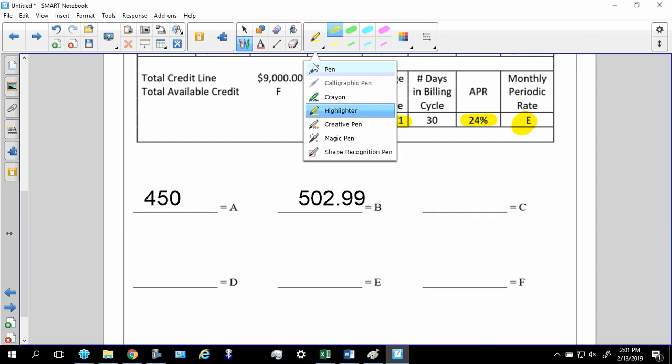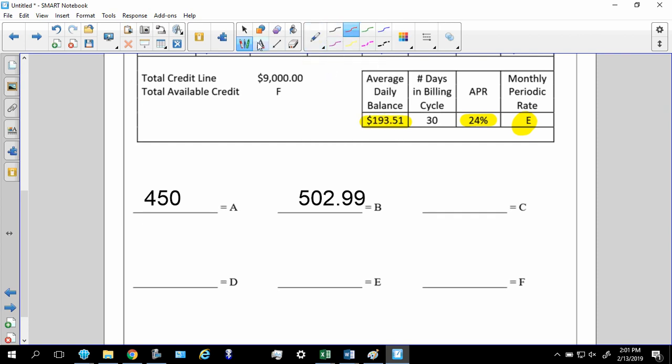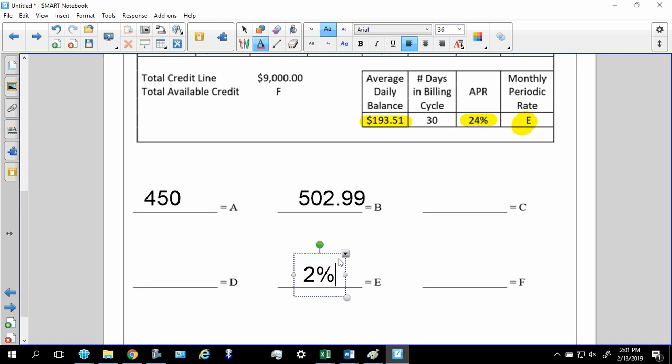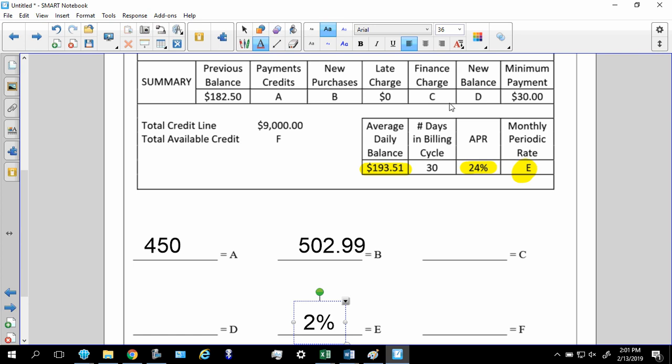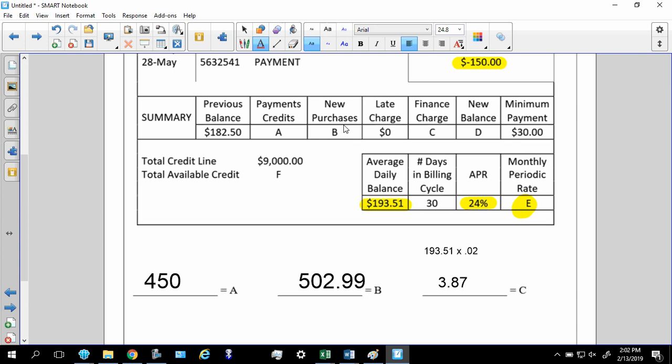So just like question number one, I'm just going to take 24% and divide it by 12, which gives me 2%. Boom, there we go. That's easy. To find our finance charge, you take your average daily balance, which is 193.51, and times that by 0.02 because that's what my NPR is. When I do that, I get $3.87.